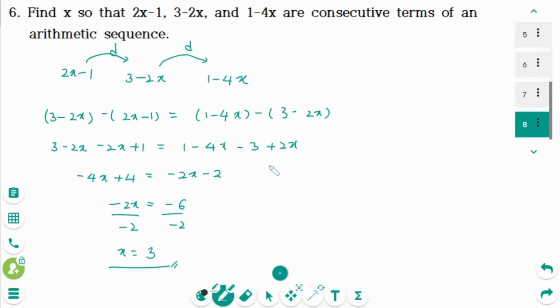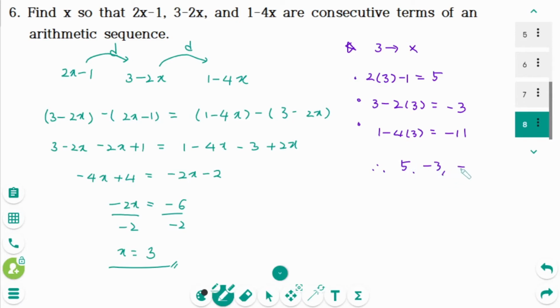If we want to know what the three terms are, put 3 into x. Then 2x minus 1 equals 5. 3 minus 2x equals minus 3. Then 1 minus 4x equals minus 11. Therefore the three numbers are 5, minus 3, minus 11.